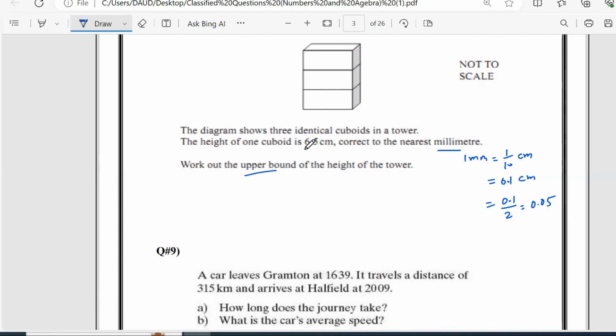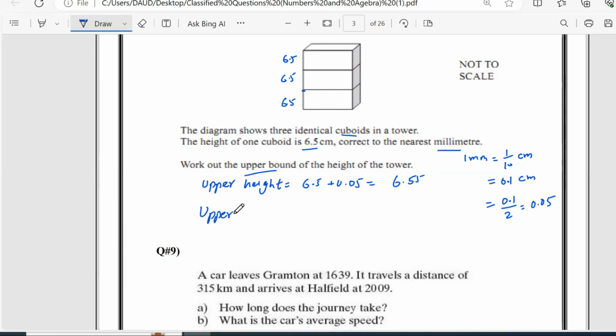They want us to find the upper bound. So as they said, the height of one cuboid is 6.5, then again 6.5, then again 6.5, because the diagram shows three identical cuboids. So their heights are the same. Fine. As we are looking for the upper bound, I will first find the upper height. Upper height is equal to 6.5 plus 0.05, which gives me 6.55.